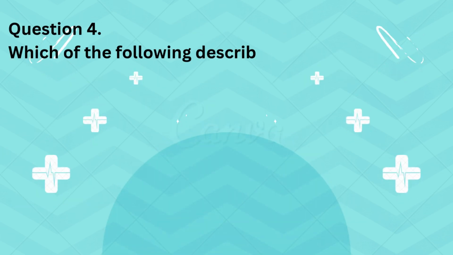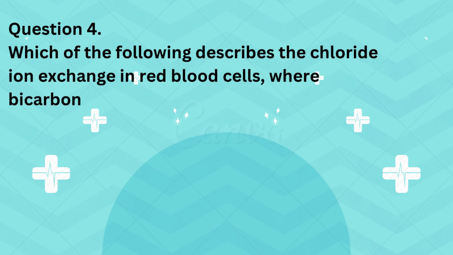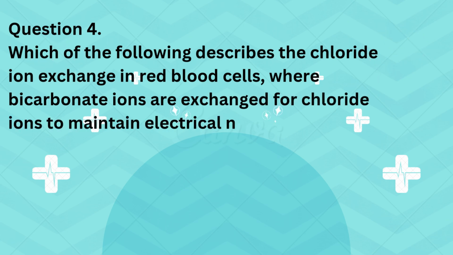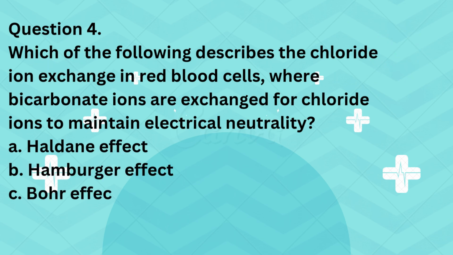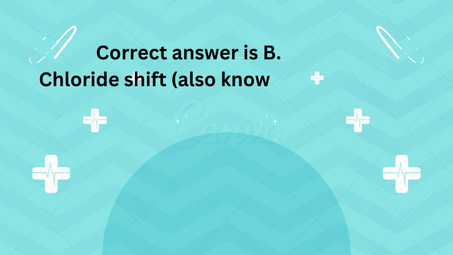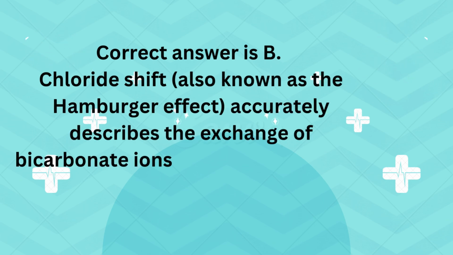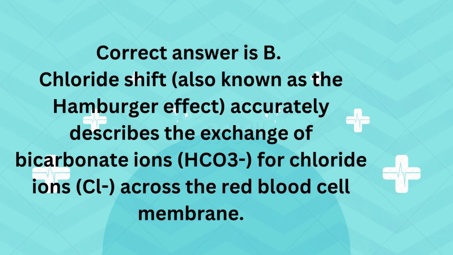Question 4. Which of the following describes the chloride ion exchange in red blood cells, where bicarbonate ions are exchanged for chloride ions to maintain electrical neutrality? A. Haldane effect. B. Hamburger effect. C. Bohr effect. D. Chloride shift. Correct answer is B. Chloride shift, also known as the Hamburger effect, accurately describes the exchange of bicarbonate ions, HCO3, for chloride ions, Cl, across the red blood cell membrane.